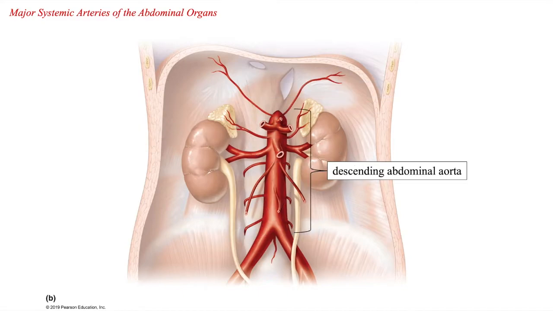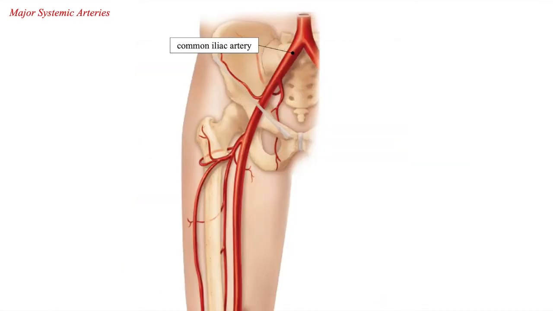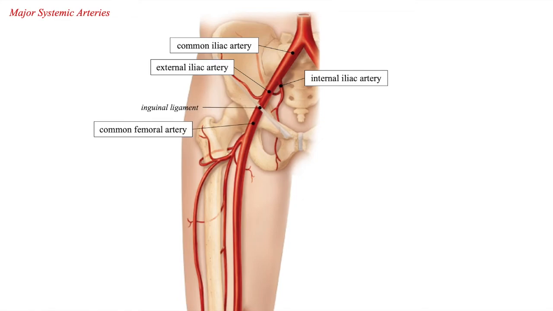The descending abdominal aorta splits into the right and left common iliac arteries. The common iliac artery extends briefly before splitting into the internal and external iliac arteries. The external iliac artery then becomes the common femoral artery at the inguinal ligament.